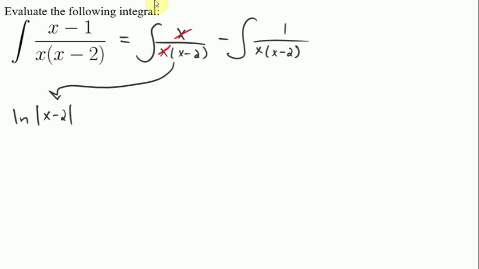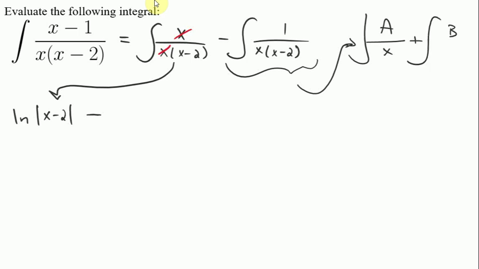Now, we're just going to leave that there. We're going to deal with this thing over here now. I'm not going to worry about that negative sign. I'll just stick it over here so we don't forget. This is going to be equal to the integral of a over x plus the integral of b over x minus 2. This is called partial fraction decomposition. Now we're going to find a and b.